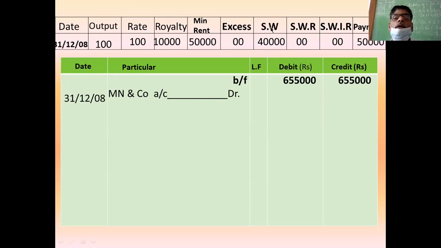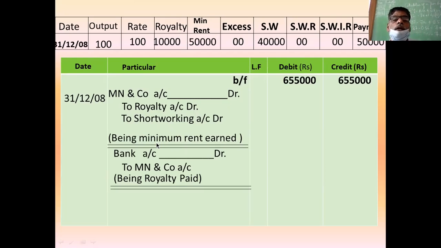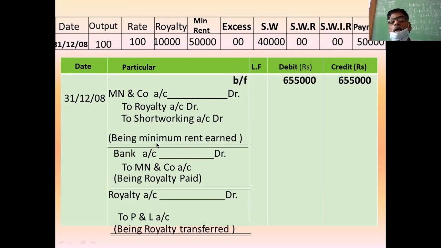2008. You see here, here is SW. This amount comes in the first entry. In the first entry it comes; second entry, no SW. Third entry, no SW. Okay. MN company account debit, to royalty, to short working. Don't write it as Dr. Don't write the Dr. Being minimum rent earned. Second entry, bank account debit to MN company account. Third entry, royalty account debit to P&L account.